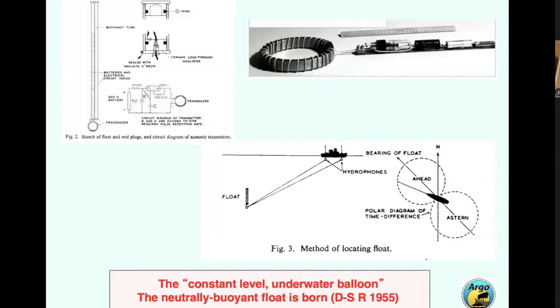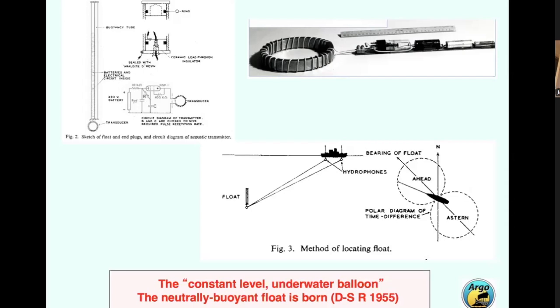The way they were tracked was that there would be two hydrophones hanging at the forward end and the after end of the ship, and you'd let the ship's orientation change, and so you could see when the two signals from the hydrophones coincided, and that would give you the direction in which the float lay.